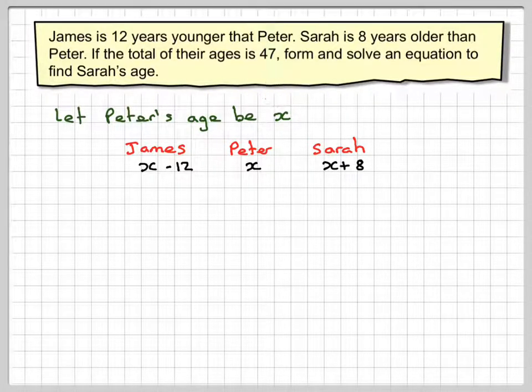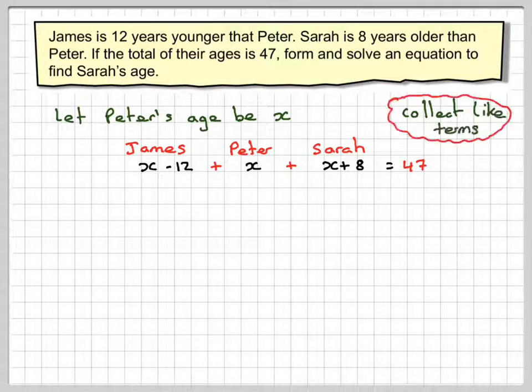The total of the ages is 47, so adding them up, the total age is 47. So again, collect like terms. We've got x plus x plus x, which is 3x, minus 12 plus 8, which is minus 4, equal to 47. This is my equation to solve.